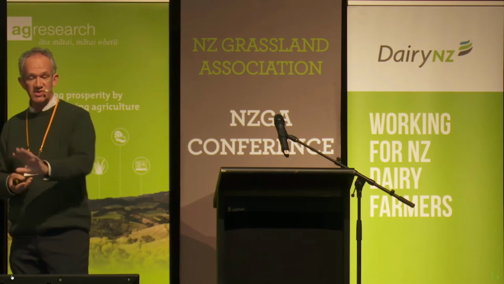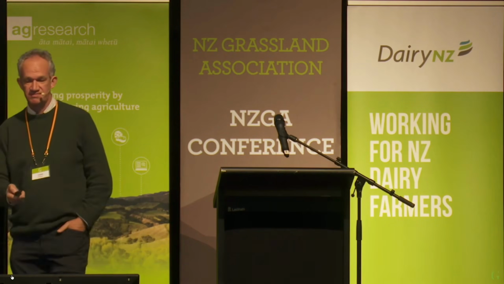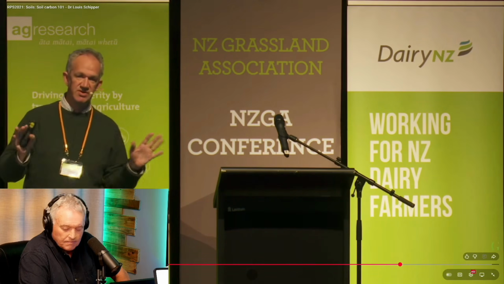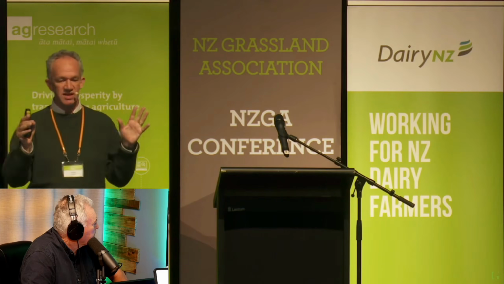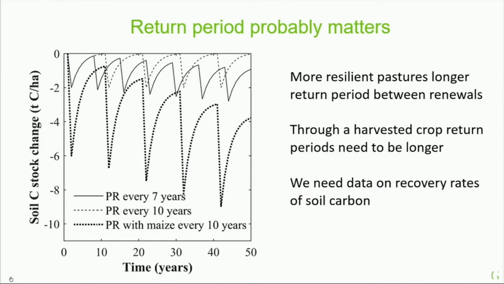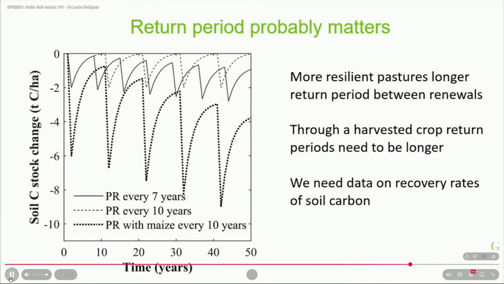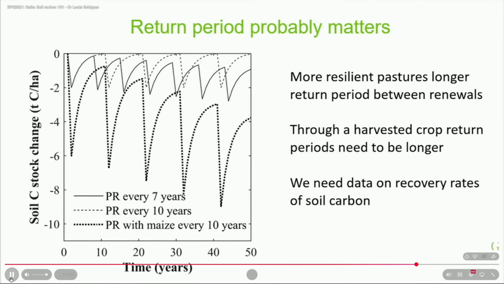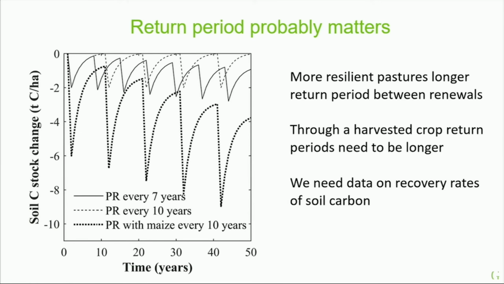And additionally with the maize, we're now harvesting that material. This is conceptual, a diagram of the sorts of things we're thinking about here. We've got time along the x-axis and soil carbon stock along the y-axis. If you look at the very top line with the dashed lines, that's if you go through a pasture renewal every 10 years, and you have enough time for it to recover back to its carbon stock, and then it drops off and goes back up again.